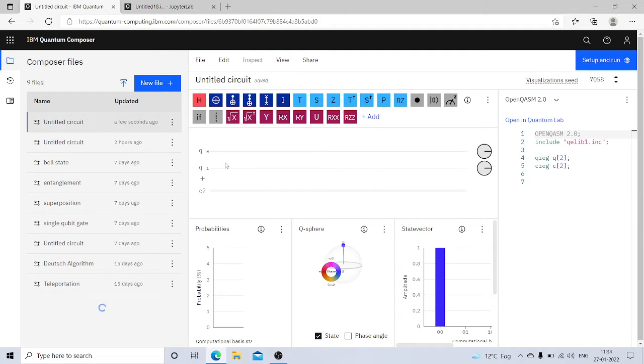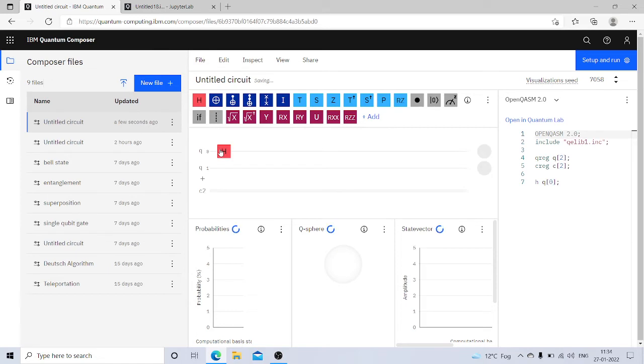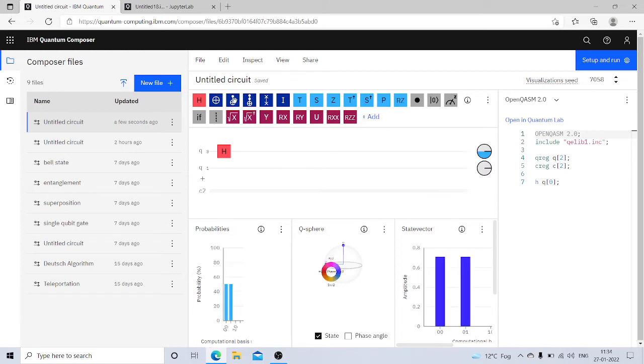First we will start by applying the Hadamard gate on the first qubit, and then applying the NOT gate on the second qubit, and then again applying the Hadamard gate on the second qubit. So with this, the first qubit will be in the ket positive state, and the second, after applying NOT, will be in the ket negative state.